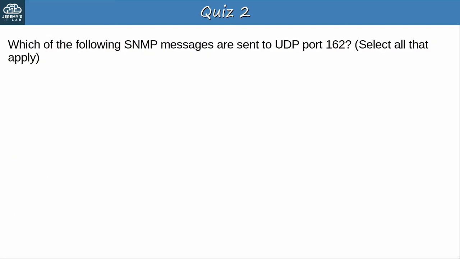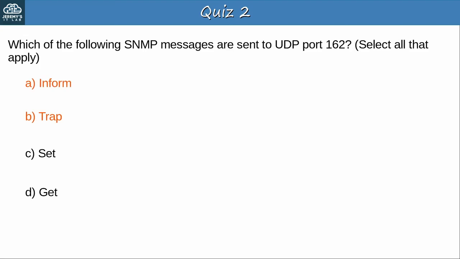Which of the following SNMP messages are sent to UDP port 162? Select all that apply. Here are the options. Pause the video to think about your answers. The answers are A, inform, and B, trap.